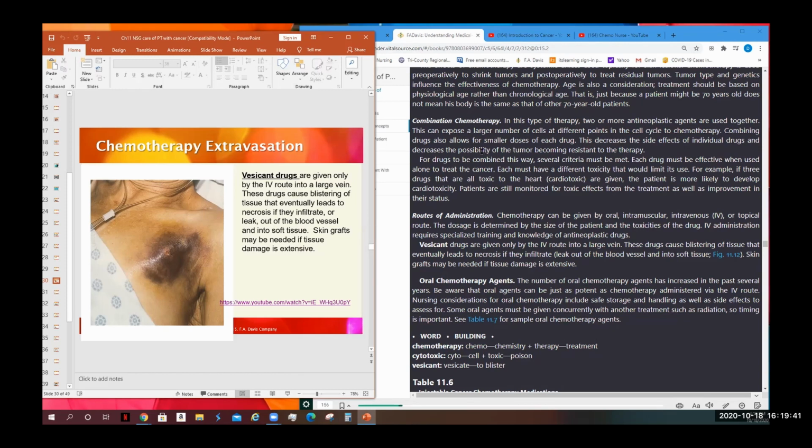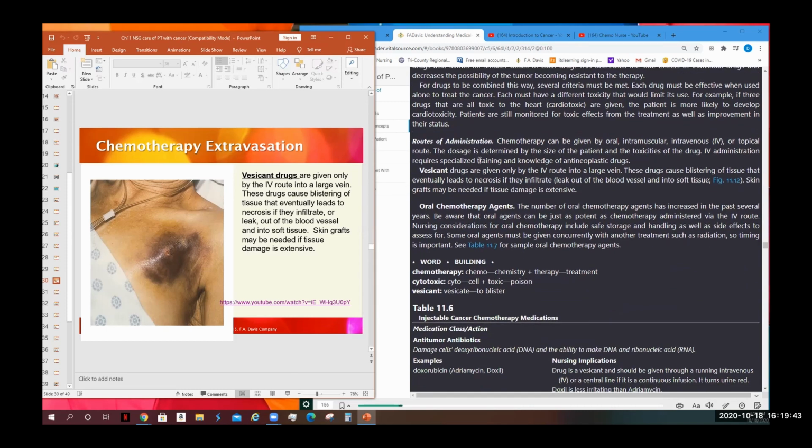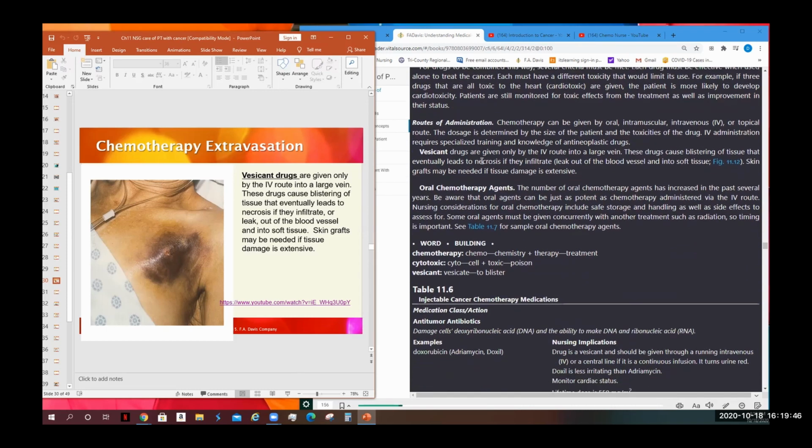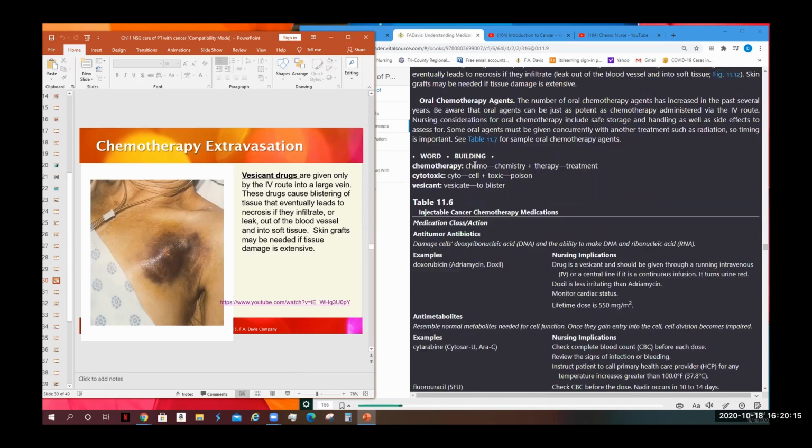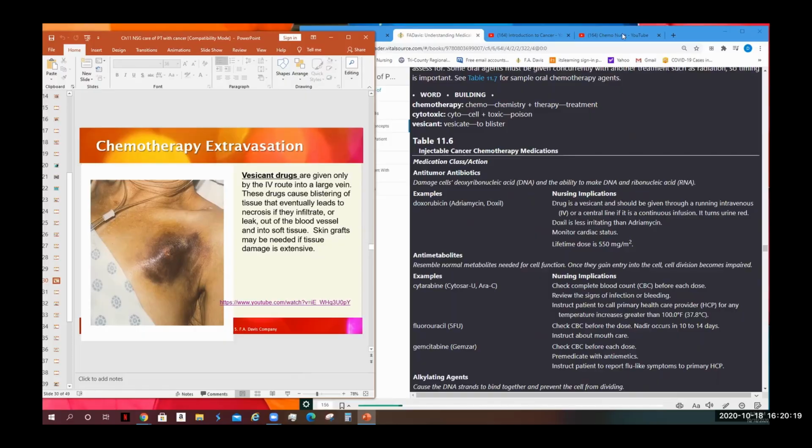Oral chemotherapy agents. The number of oral chemotherapy agents has increased in the past several years. Be aware that oral agents can be just as potent as chemotherapy administered via the IV route. Nursing considerations for oral chemotherapy include safe storage and handling, as well as side effects to assess for. Some oral agents must be given concurrently with another treatment, such as radiation, so timing is important. Let's take a look at this video.